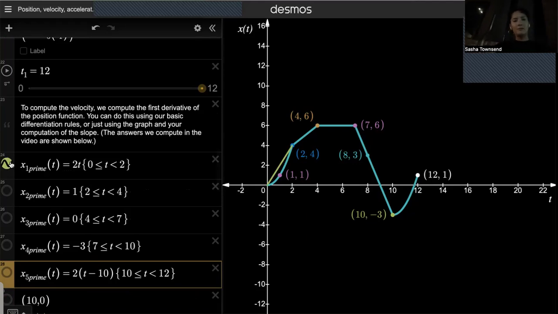So we have that as our derivative. Now on this piece, it's just a line segment. The slope was 1 because we go up 2 and over 2. So 2 divided by 2 is 1 is the slope. So x prime is just going to be 1.